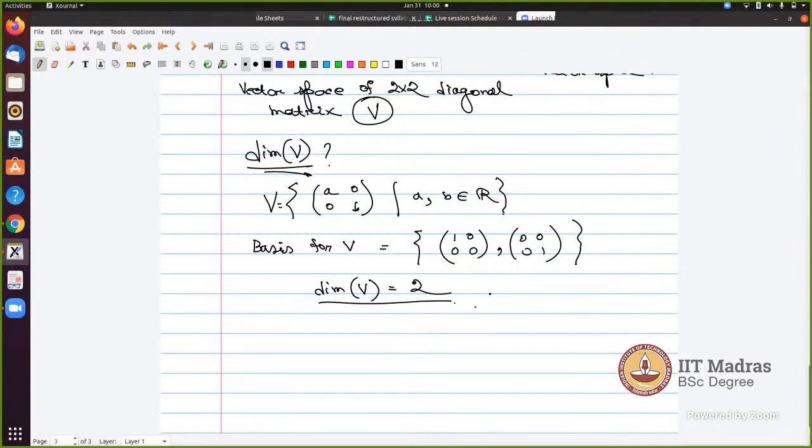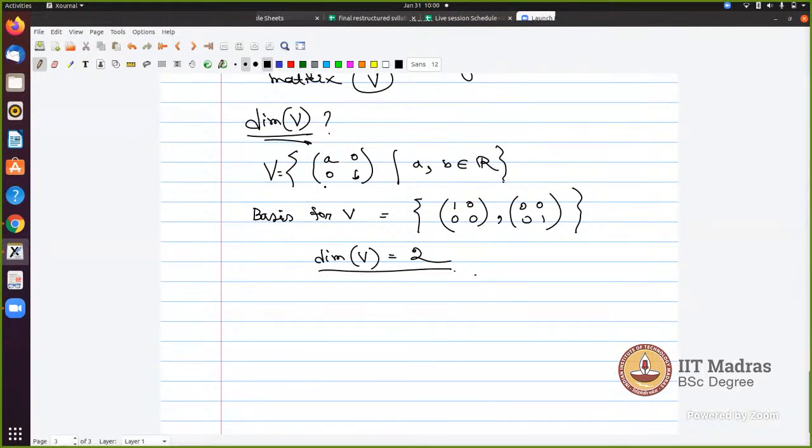Correct. Now, in this vector space, there are many matrices, infinite number of matrices, because a, b can take any real number. So suppose I am starting with 2 0 0 0. This is a particular matrix in the vector space. Now I call it A. If I ask you, what is the rank of A? What will be its rank?